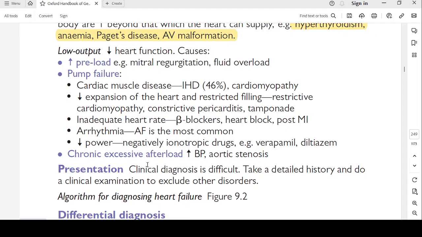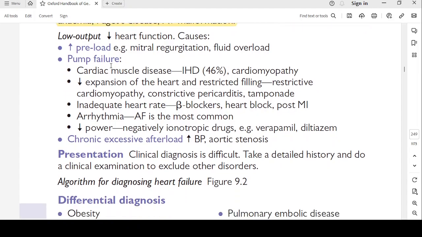Chronic excessive afterload: increase in BP or aortic stenosis. See, preload is anything before the wall and afterload is anything after the aortic wall.